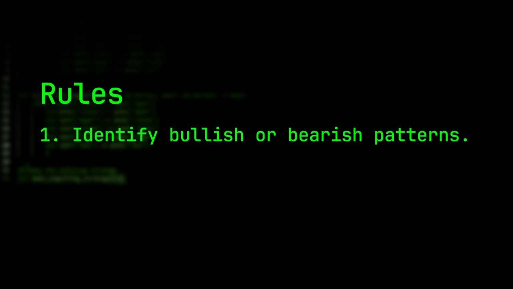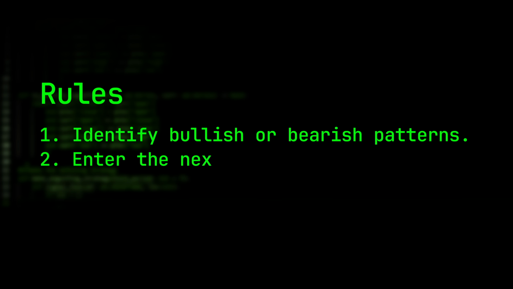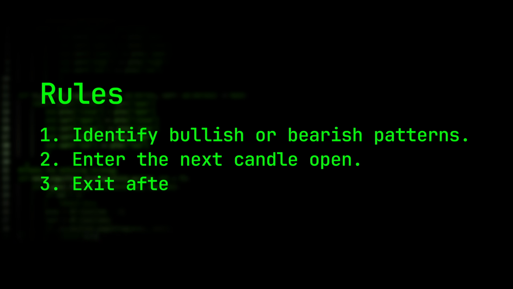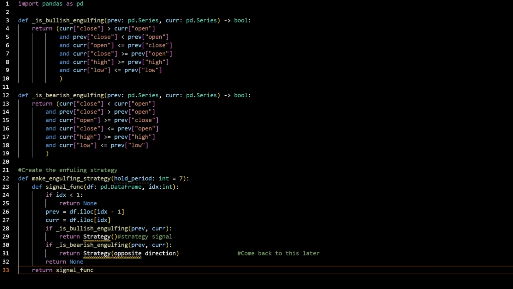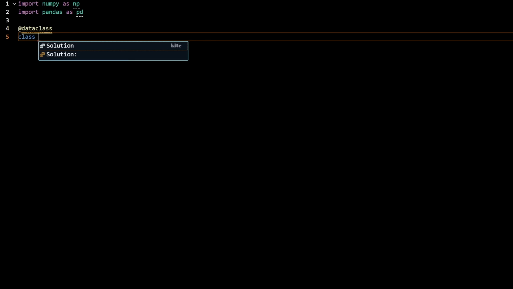So here are the rules I've used. We identify bullish or bearish engulfing patterns exactly as defined, enter at the next candle's open, and then exit after a fixed holding period, because there's no real way to know how long you should hold for. But we can go back into the code and change this later on if we'd like. If this strategy does work, we should see returns that simply beat holding the market.